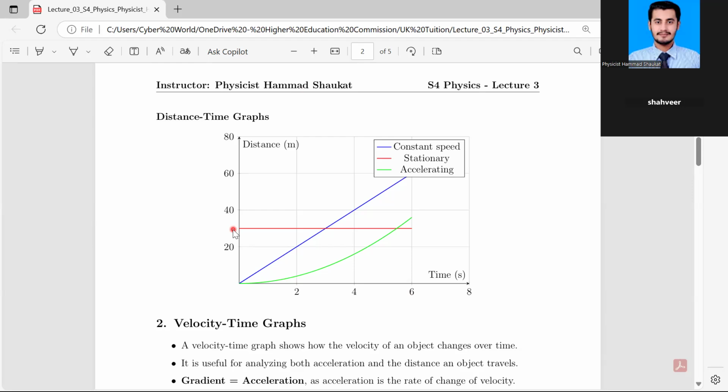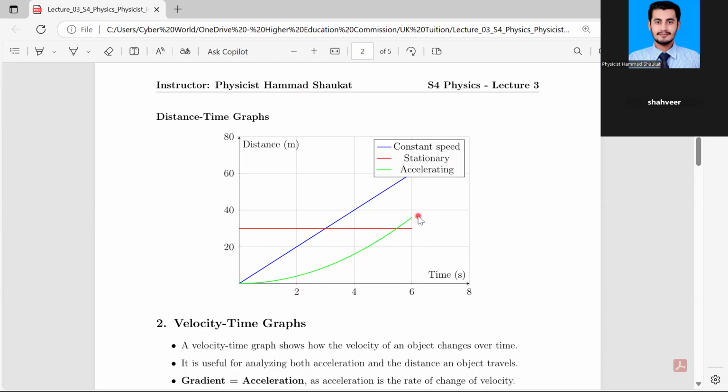If a body is standing still, if a body does not change its position with respect to time, we can say this type of speed is called stationary speed. Stationary. Yes, you're right. And here you can see the green line. Can you tell me what this green line indicates?